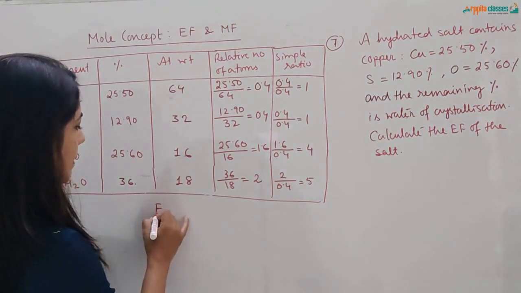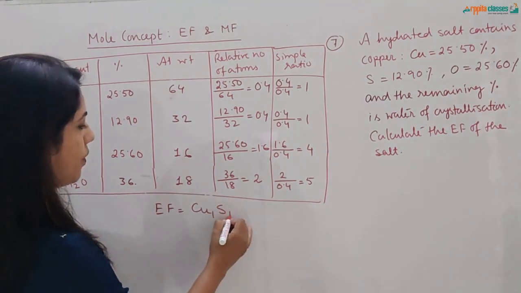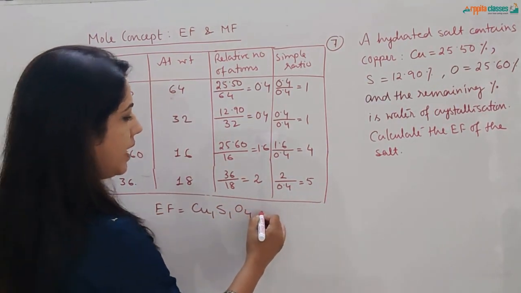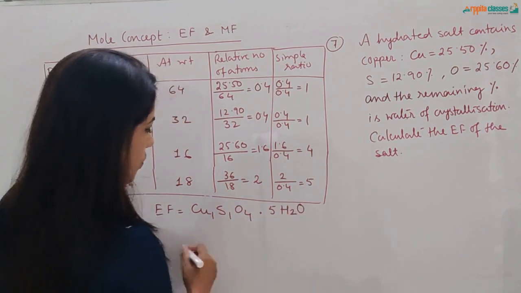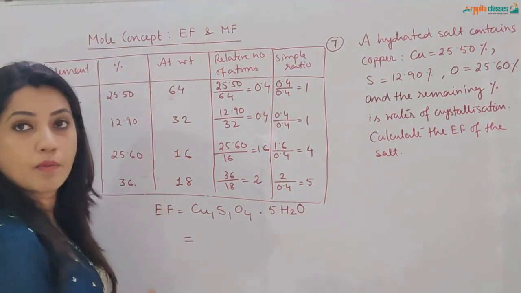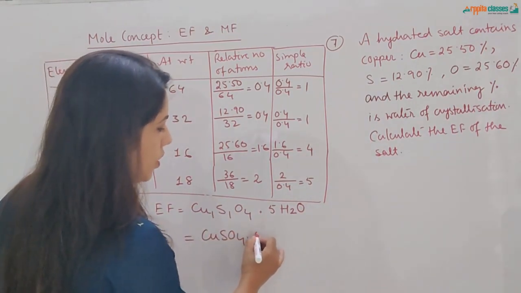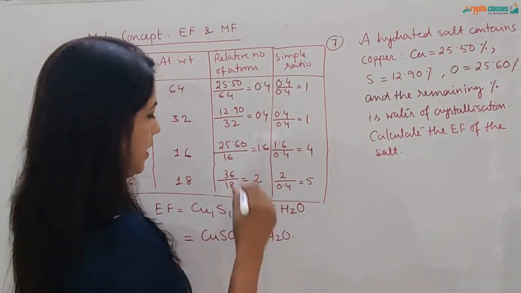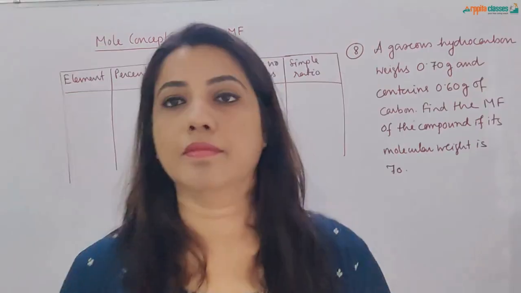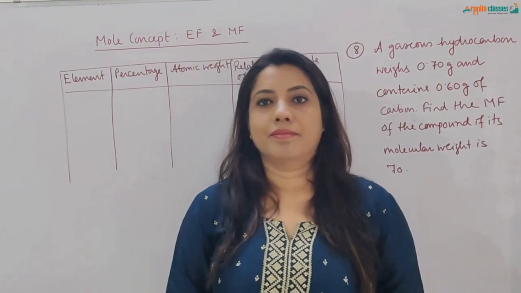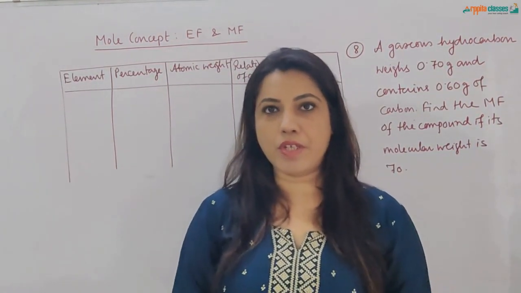Therefore, the empirical formula will be Cu1S1O4, and the water of crystallization is 5H2O. So we can put it as CuSO4 dot 5H2O. This is the empirical formula for this particular compound. So far so good. So let us proceed towards the next question.